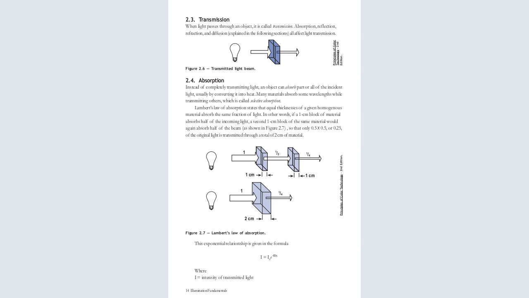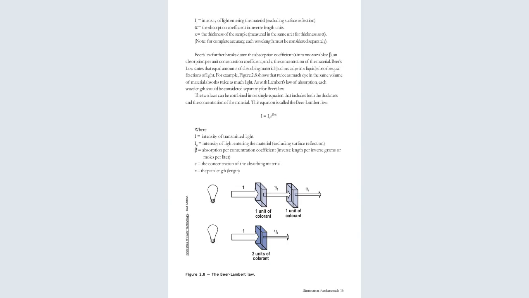Therefore, only 0.5 times 0.5, or 0.25, of the original light is transmitted through a total of 2 centimeters of the material. I hope that one is clear. And then the exponential relationship is given in the formula. And then we said that the transmitted intensity of light, that is I, is inversely proportional to the thickness.